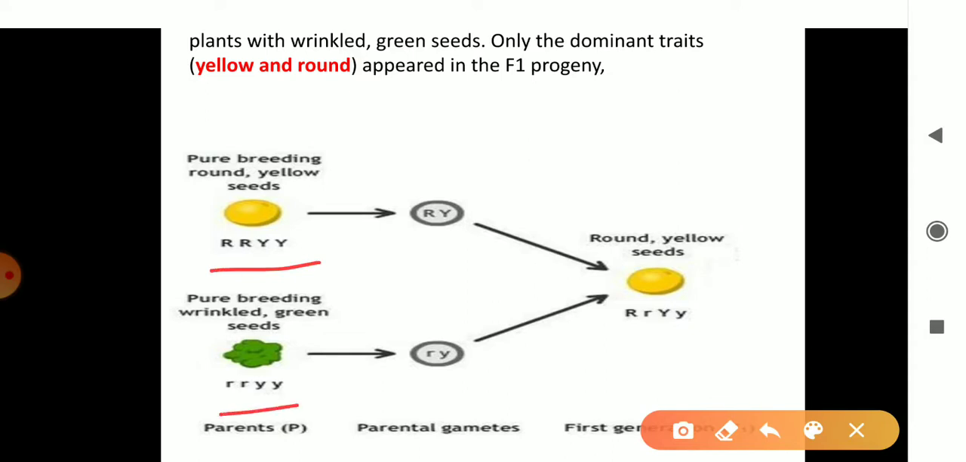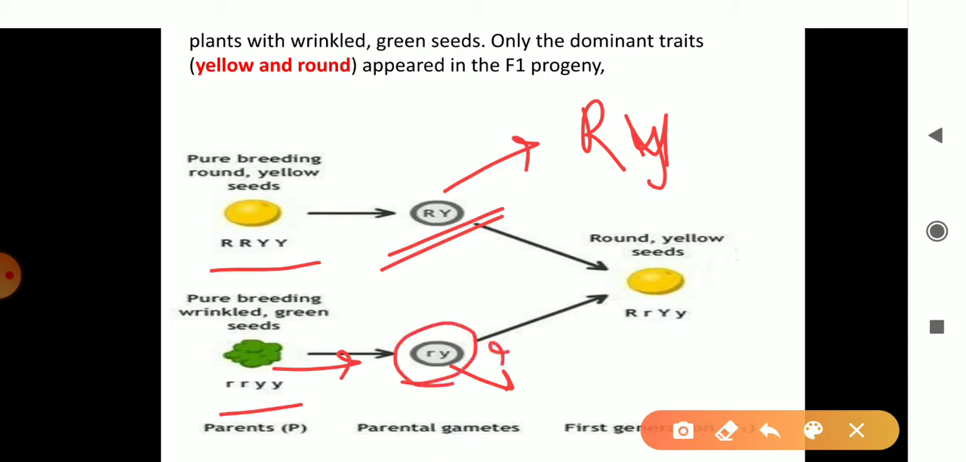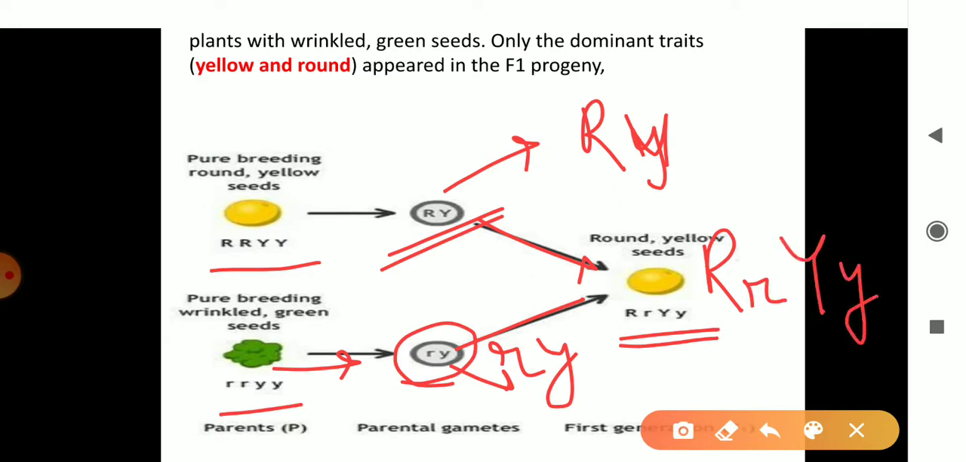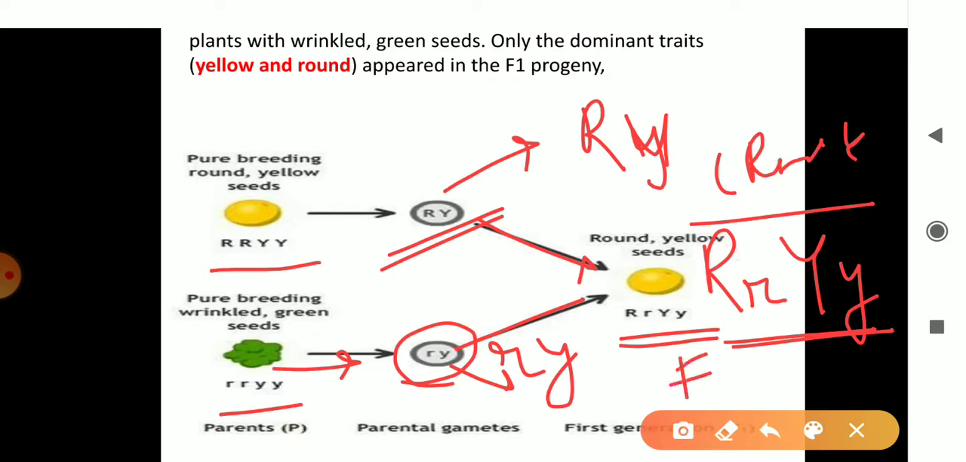Okay, so here is another example. Suppose a plant producing round and yellow seeds is crossed with a plant producing wrinkled and green seeds. You can see here what the gametes are. The gamete will have a factor for round and a factor for yellow, and the other parent will produce gametes with a factor for wrinkled and a factor for green. When the gametes fuse, the factors pair up again, so the F1 progeny will have a factor for round and a factor for wrinkled, a factor for yellow and a factor for green. Since round and yellow are the dominant traits, the progeny will produce seeds which are round and yellow. This is the F1 progeny.